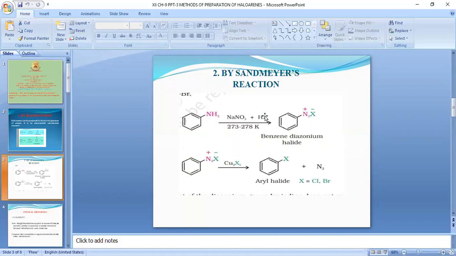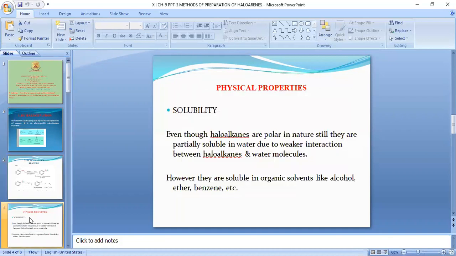Like if we take HCl, when we are preparing the mixture with NaNO2, then we will get chlorobenzene. If we take HBr, then we will get bromobenzene. So these two reactions together form the Sandmeyer's reaction. Next topic of our discussion is physical properties.